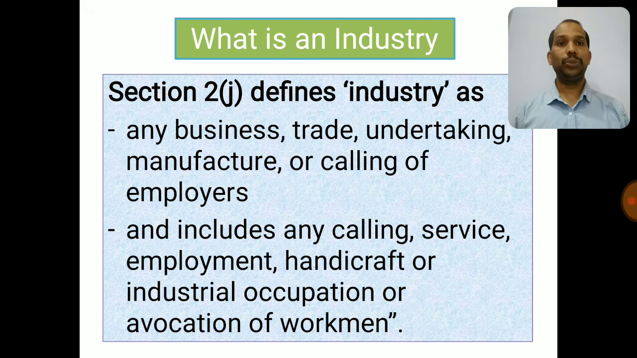Initially in 2J it was defined as any business, trade, undertaking, manufacture or calling of employers. Remember these 5 words. It is very important that you bring all these 5 words in your answer. Any business, trade, undertaking, manufacture or calling of employers. You need to learn this by heart and write this in your exam. And it includes any calling, service, employment, handicraft or industrial occupation or avocation of workman. So avocation gives the meaning of occupation, again, profession.